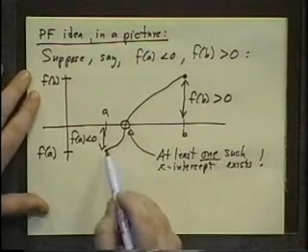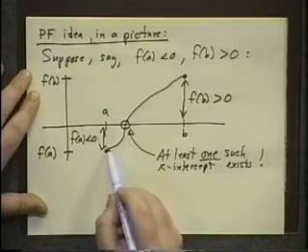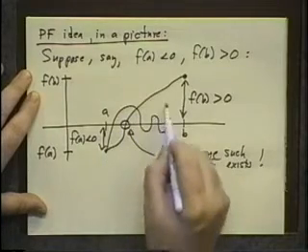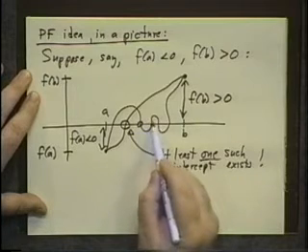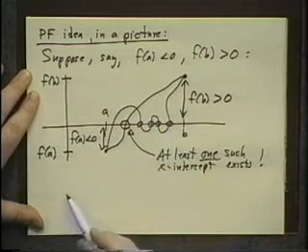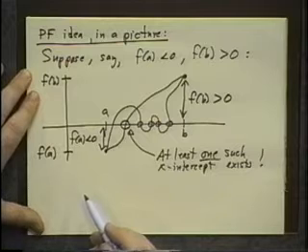Now, remember, too, that there may be more than one. This may be a function that crosses many times before getting to the top. So in that case, there'd be many places where it crosses. The theorem simply says there's at least one.